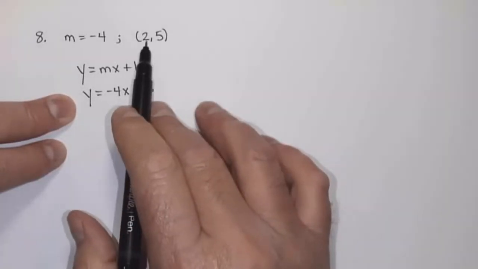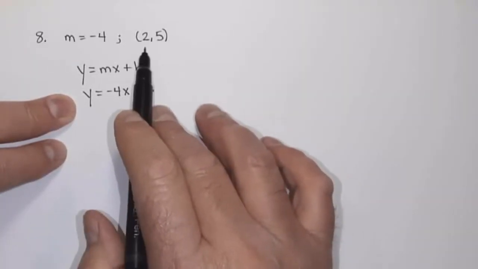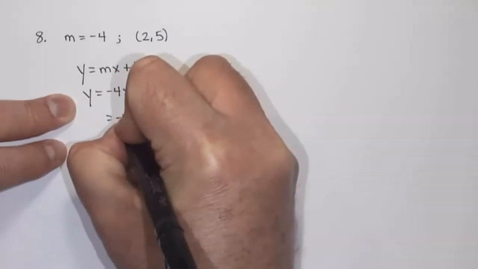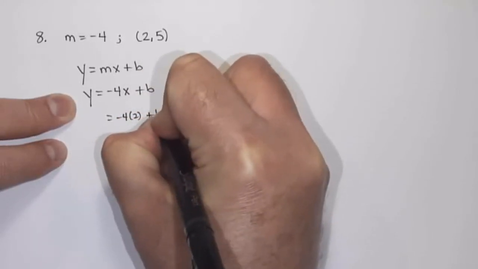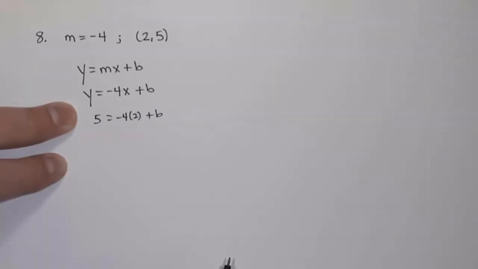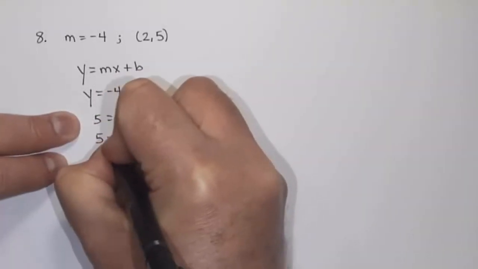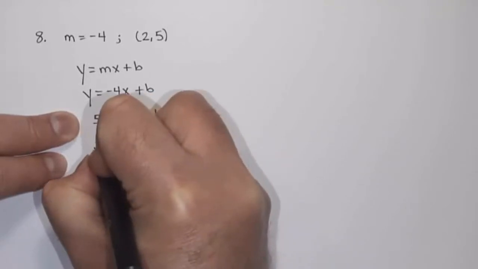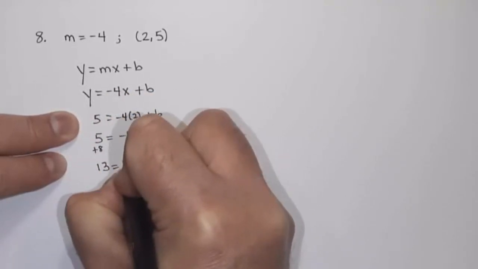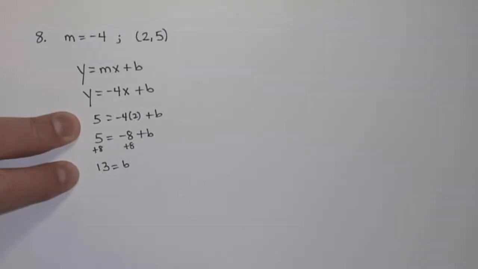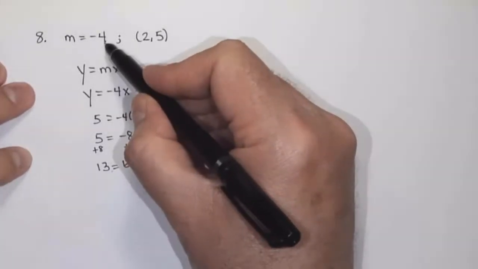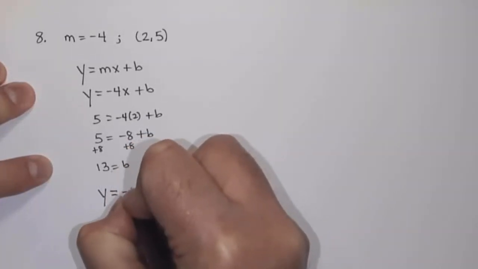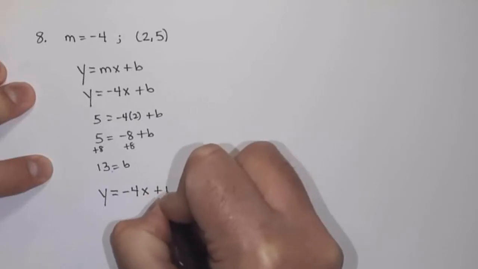We can find the y-intercept because we know this line goes through the point. So if x equals 2, y has to equal 5. If I take -4 times 2 plus the y-intercept, that has to equal 5. So 5 equals -8 plus the y-intercept. If we add 8 to both sides, then the y-intercept has to be 13. So the slope of the line is -4, and the y-intercept is 13. Our equation is going to be y equals -4x plus 13.